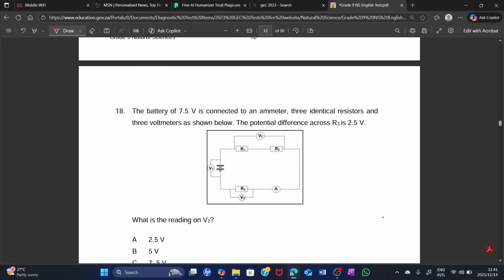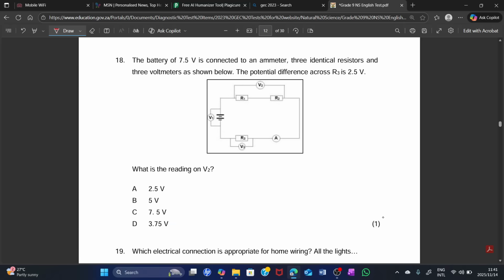Okay, let's go to 18. I love this one. Calculations. A battery of 7.5 volts is connected to an ammeter.